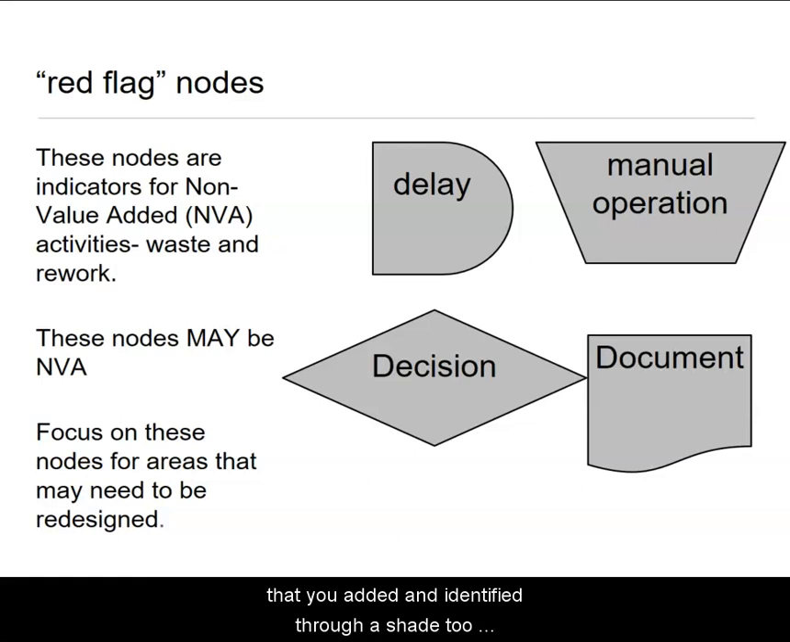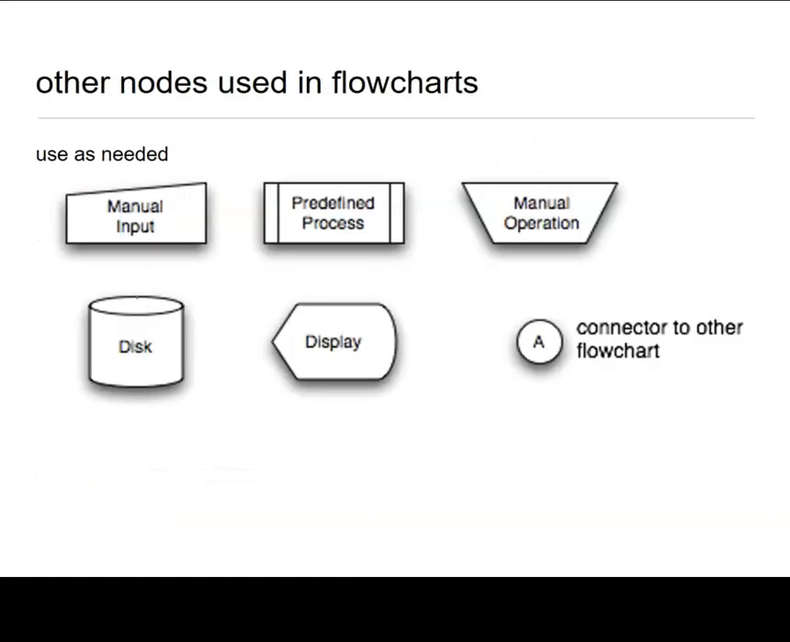Now, obviously, not all decision nodes are going to be non-value added. Some decision nodes will have value, but anytime we see this particular shape, we have to ask ourselves, are they adding value? And how I like to define non-value added is: if the customer knew about what was going on in your process, would they be willing to pay for it? If they wouldn't be willing to pay for it, then that is a potential indicator of non-value added.